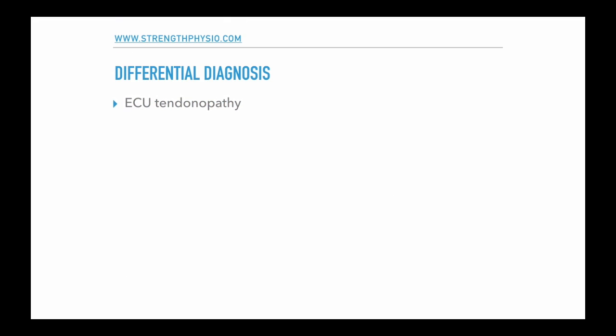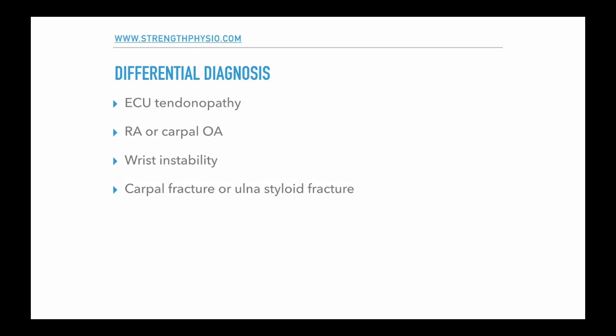Differentially, we've got an extensor carpi ulnaris tendinopathy, rheumatoid arthritis or a carpal OA in that area of the hand, some wrist instability, and carpal fracture or ulnar styloid fracture, particularly if you're falling onto an outstretched hand. You can also have some carpal dislocation or subluxation, again more common if you've got a traumatic cause to the injury.